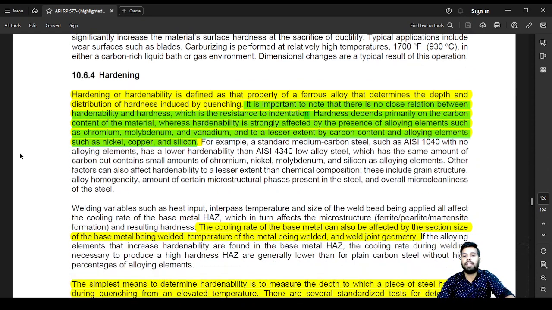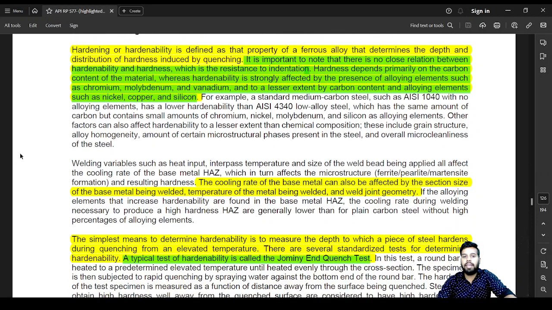Next is hardening. Hardening is very easy. You'll heat the material and you'll rapidly cool it. You'll heat the material and dip it in some kind of oil or water so that it can be cooled very fast. The hardness is going to be very high, but the ductility is not so much. Ductility is going to be very low.